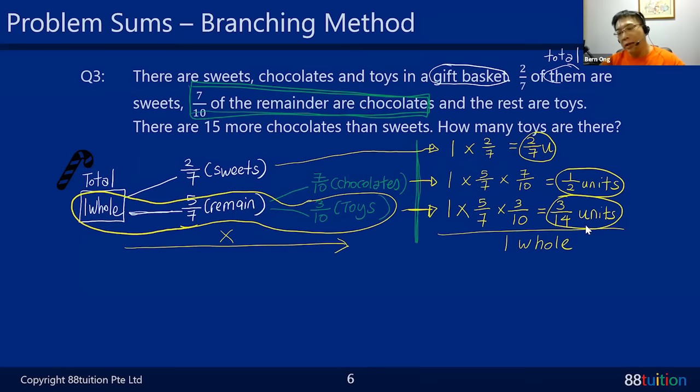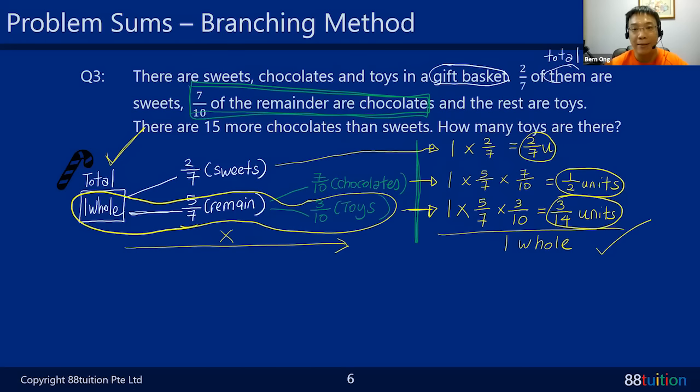So the story becomes very balanced already. What happened? As you can see, in the beginning you start off with 1 whole, and at the end you end off with 1 whole. Correct or not? Correct. It means that you're on the right track. Nothing wrong with that.